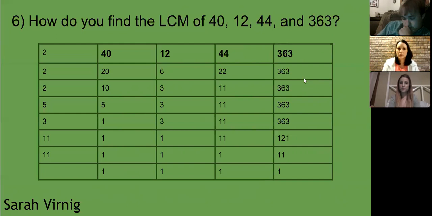So the answer to what our LCM would be is 2 cubed times 3 times 5 times 11 squared. And how we get that is you look at the left column and add up like factors. So we have three 2s, so that's what gives us a 2 cubed. And that's how you find your LCM.